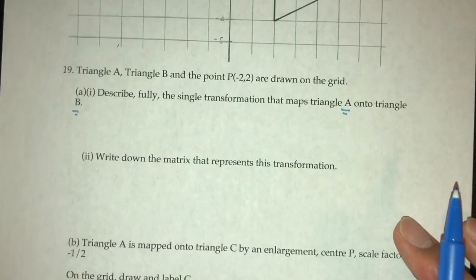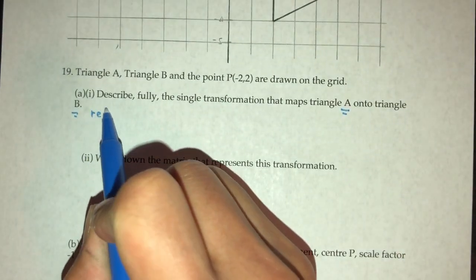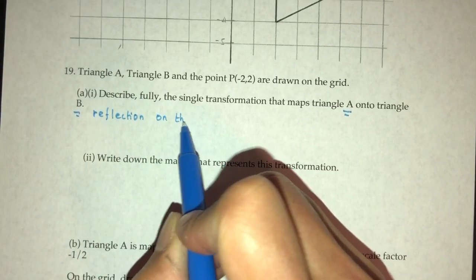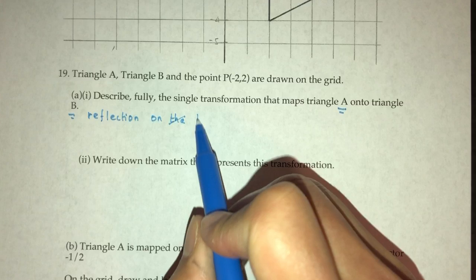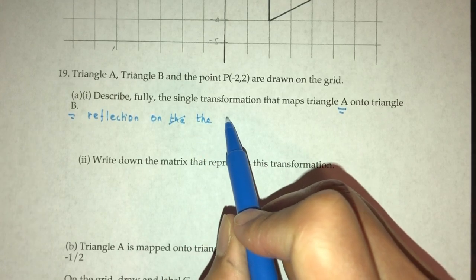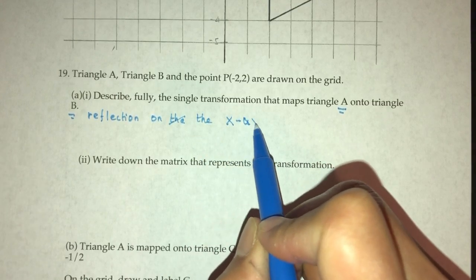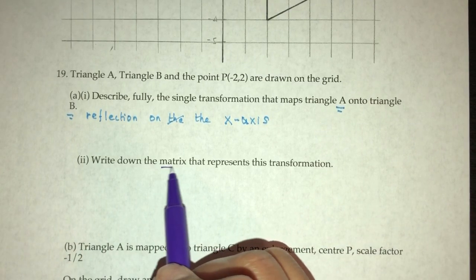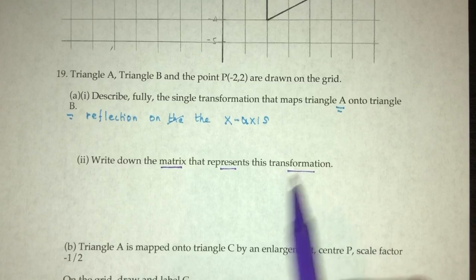So basically, let's write this down. It is a reflection on the line, or on the y-axis. You can just say on the x-axis, sorry. That is the transformation. Now for part 2, we have to write down the matrix that represents this transformation.